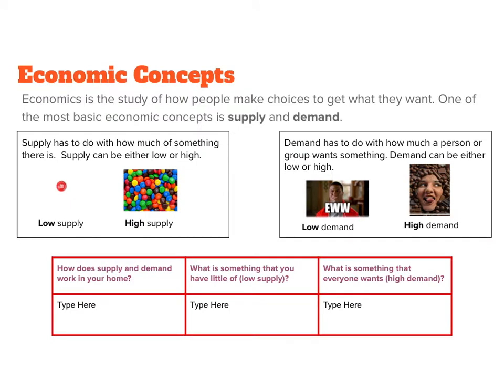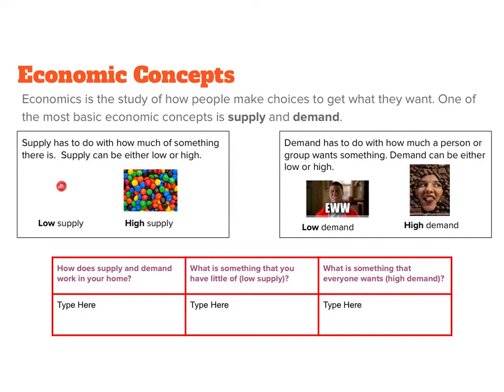And the very first page is about economic concepts. And economics is the study of how people make choices to get what they want. And one of those most basic concepts is supply and demand. So supply has to do with how much there is of something. If there is a low supply, as they show you with the M&Ms, there might be only one M&M. If there's a high supply, that means there are many M&Ms.